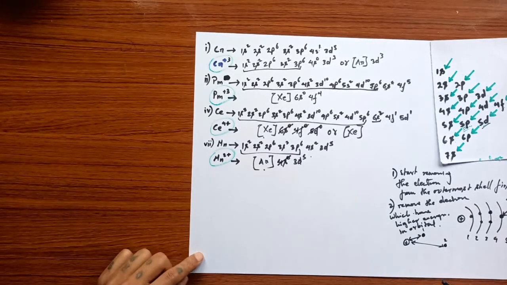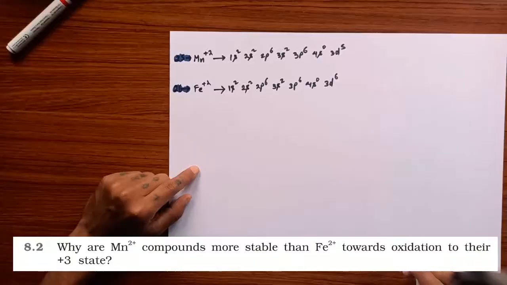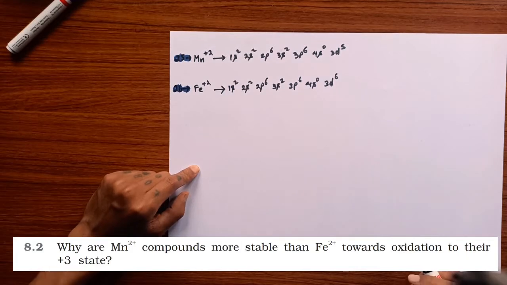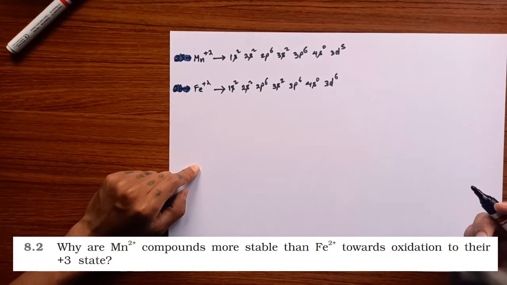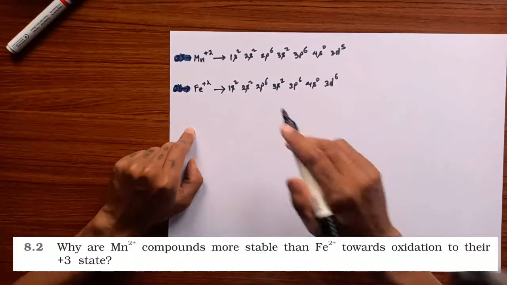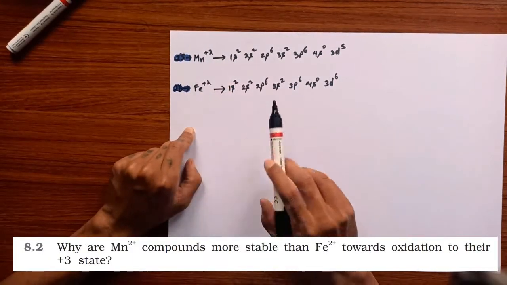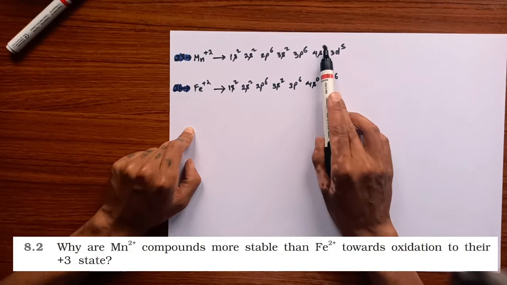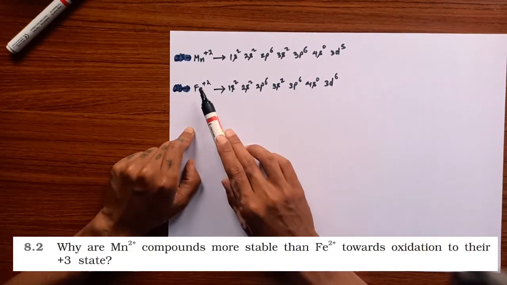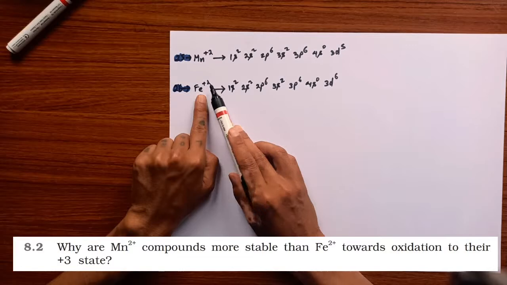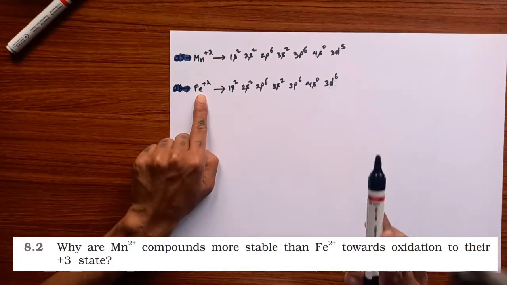And let's take a look at the next question here. Why are Mn2+ compounds more stable than Fe2+ towards oxidation to their +3 states? So this question basically means why does Fe2+ want to go to the +3 oxidation state more than Mn2+. So if you look at the electronic configuration of Mn2+ here, in the end we have 4s0 and 3d5. And if you look at the electronic configuration of Fe2+, we have 4s0 and 3d6.